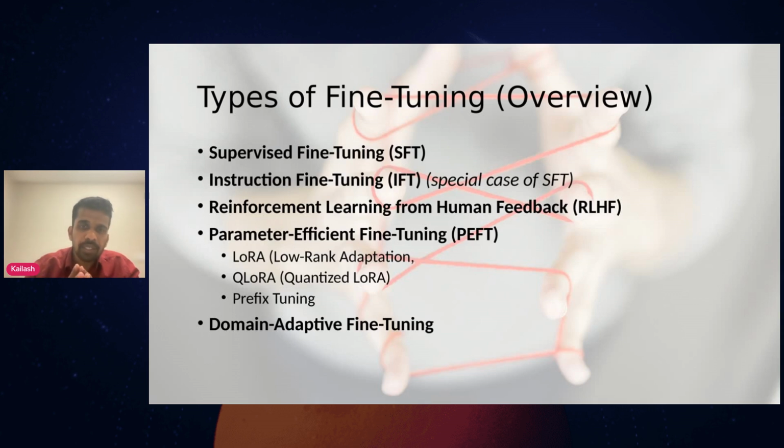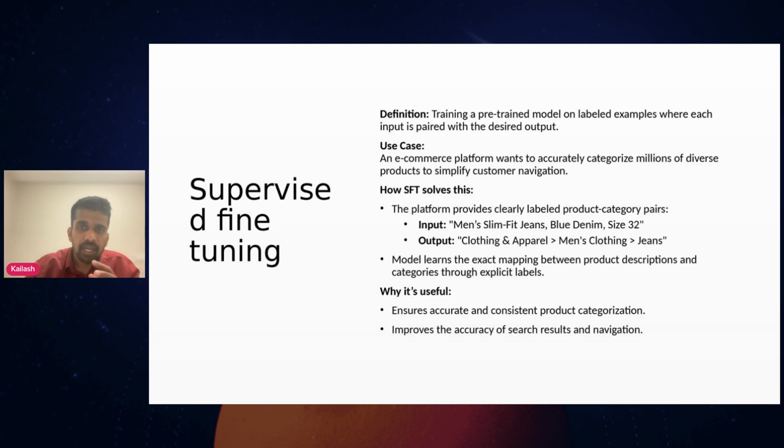So within fine tuning, we have different methods of fine tuning process: supervised fine tuning, instruction fine tuning, reinforcement learning from human feedback, parameter efficient tuning, and domain adaptive fine tuning. The most common which we use is supervised fine tuning. Here you train the pre-trained model, which is GPT-4, Llama, Gemini, or Mistral, or whatnot, on the labeled examples where each input is paired with desired output.